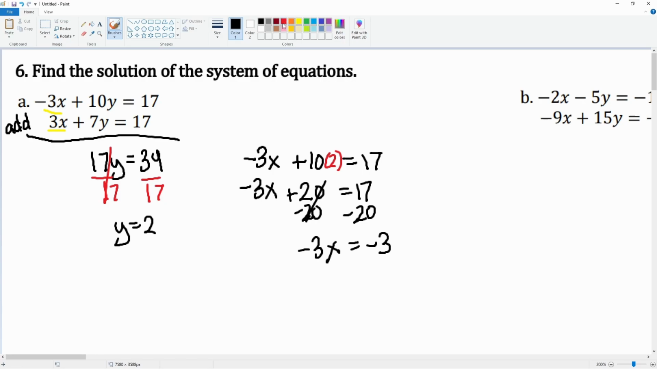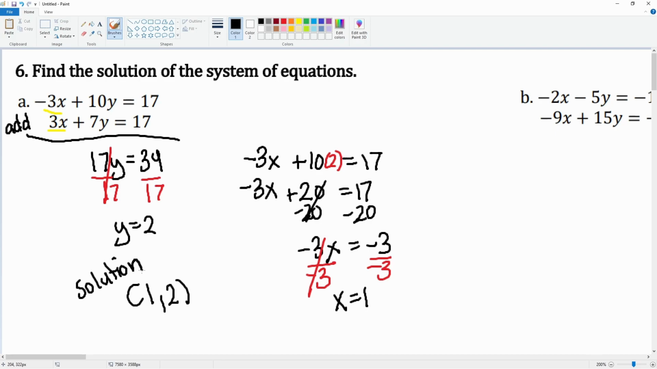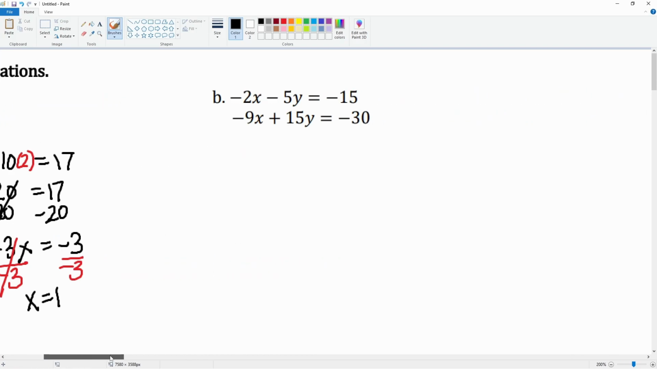Now I'm going to divide -3 to both sides so I can get x alone, leaving here with just an x is equal to 1. Okay? In ordered pair, the answer would be 1, 2 as the solution here. All right? Let's do B.